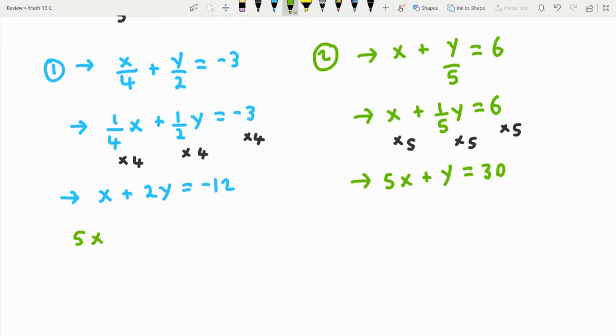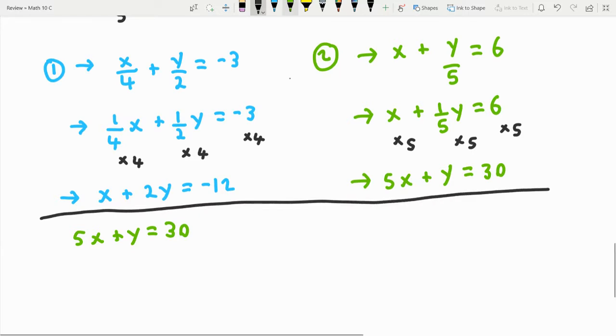So we got 5x plus y equals 30. Okay, so let me draw a line here so we know this is a little bit more separate. So here we have 5x plus y equals 30. Let's isolate for y. To do that, we can subtract 5x from both sides.